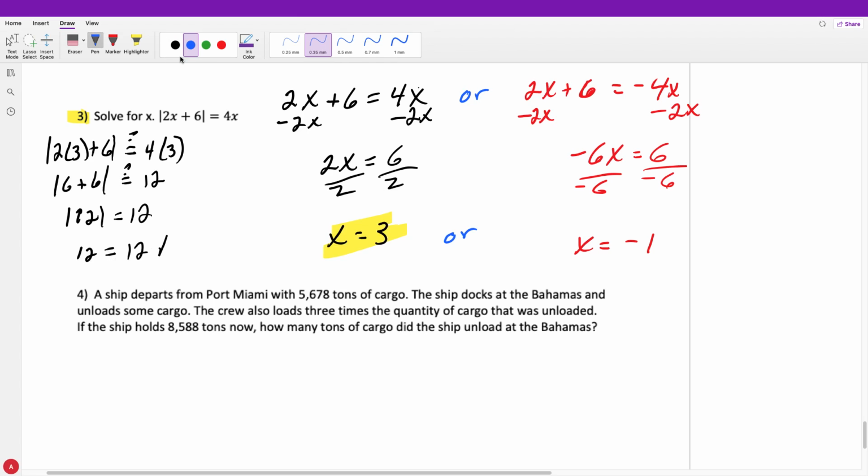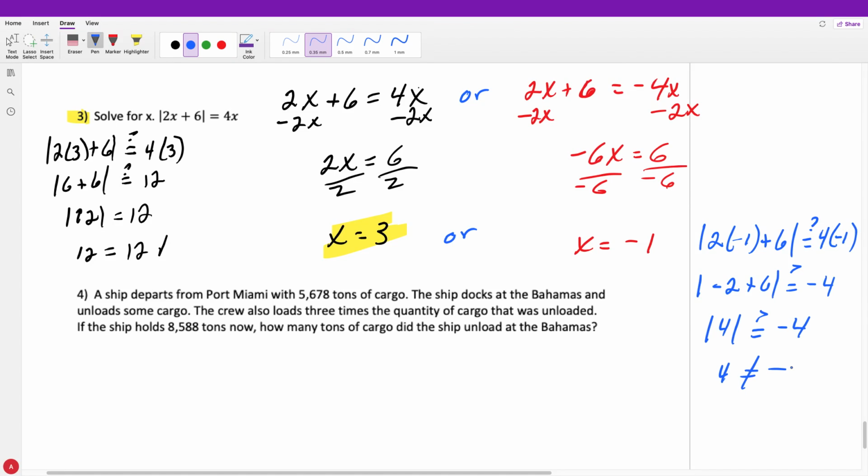So now let's go ahead and do the second one. Let's plug it in here. So now we have the absolute value of 2 times negative 1 plus 6. Does this equal 4 times negative 1? Well, the absolute value of 2 times negative 1 is negative 2 plus 6. Does this equal negative 4? Something should already be telling you that this is not going to work. But negative 2 plus 6 is 4. So the absolute value of 4, does this equal negative 4? Well, the absolute value of 4 is 4, which does not equal negative 4. So this tells us that this actually does not work.